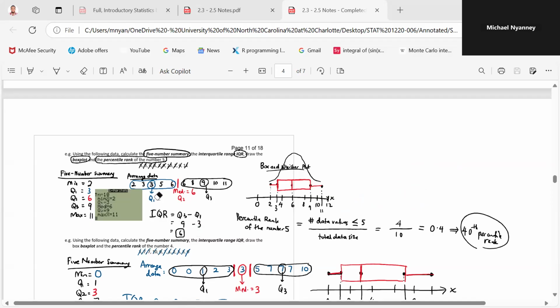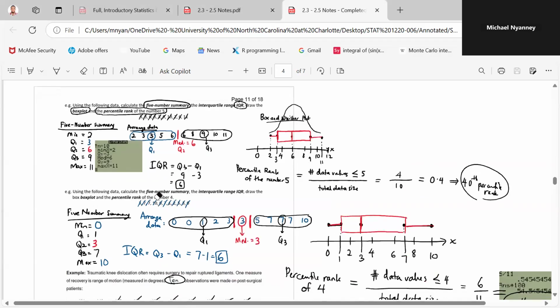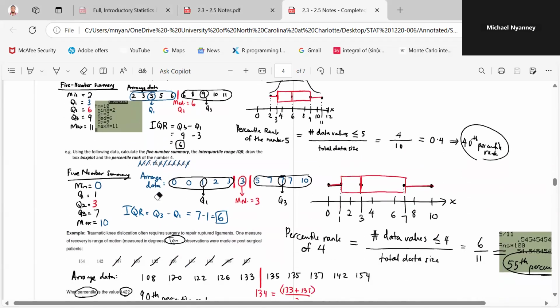Now, we have to find the percentile rank of the number 5. Okay, so first of all, rearrange your data points and locate 5. So we count the number of data points that are less than or equal to 5. So realize that we have 4 data points divided by the total number of observations. So 4 over 10 gives you 0.4, and that's the 40th what? Percentile. That is the 40th percentile. We do the same for the data points that you're having, then we are good to go. Okay.